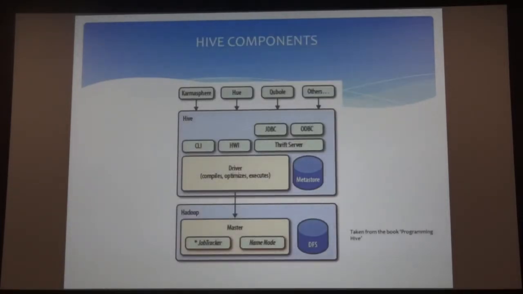So here are the components of Hive. This is coming from the book Programming Hive. So underneath everything is the Hadoop infrastructure itself, with the DFS, the HDFS file system, and the Hadoop infrastructure of name nodes and job trackers and task trackers and things like that. So name node is the only one which knows where your files are.